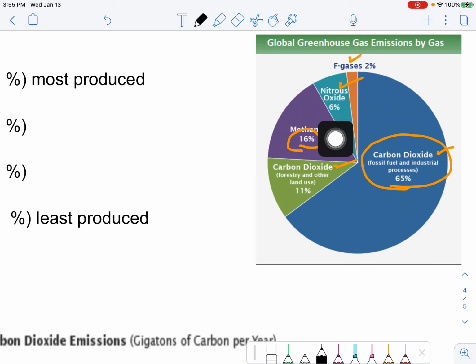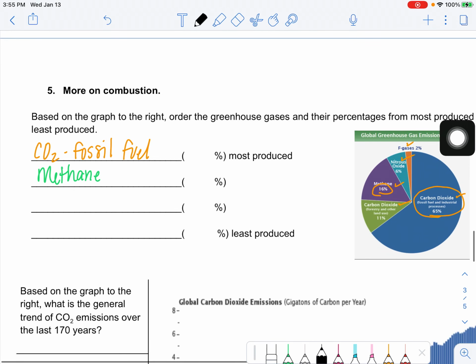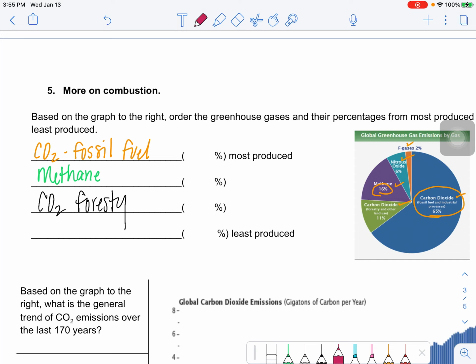Again, we do get some of this released from combustion, not as high levels as CO2, but it's part of that same combustion process. So you're getting these filled in on your own. Cool. Get your percentages in right from that graph.